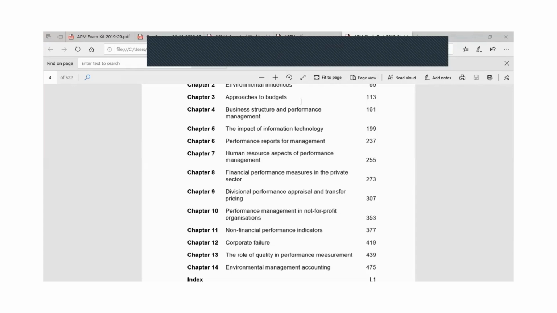So this is in the eighth chapter, because financial performance measures in the private sector are in the eighth, ninth, and so on. Because we have already received training from the first to seventh chapters, we are very familiar with those. We can brush up later, but we require urgent training from chapter 8 to chapter 14.